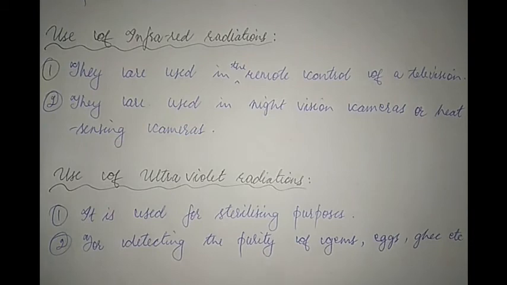Let us now finally look at the use of ultraviolet radiations. Ultraviolet radiations are used for sterilizing purposes, like instruments that are used in hospitals or could be in a lab. Likewise, ultraviolet radiations are also used for detecting the purity of gems, eggs, ghee, etc. Now, this second point especially I have simply copied from your book because I've never seen this happening. I'm only getting to know about this from your book. But please do remember two uses of ultraviolet radiations also.